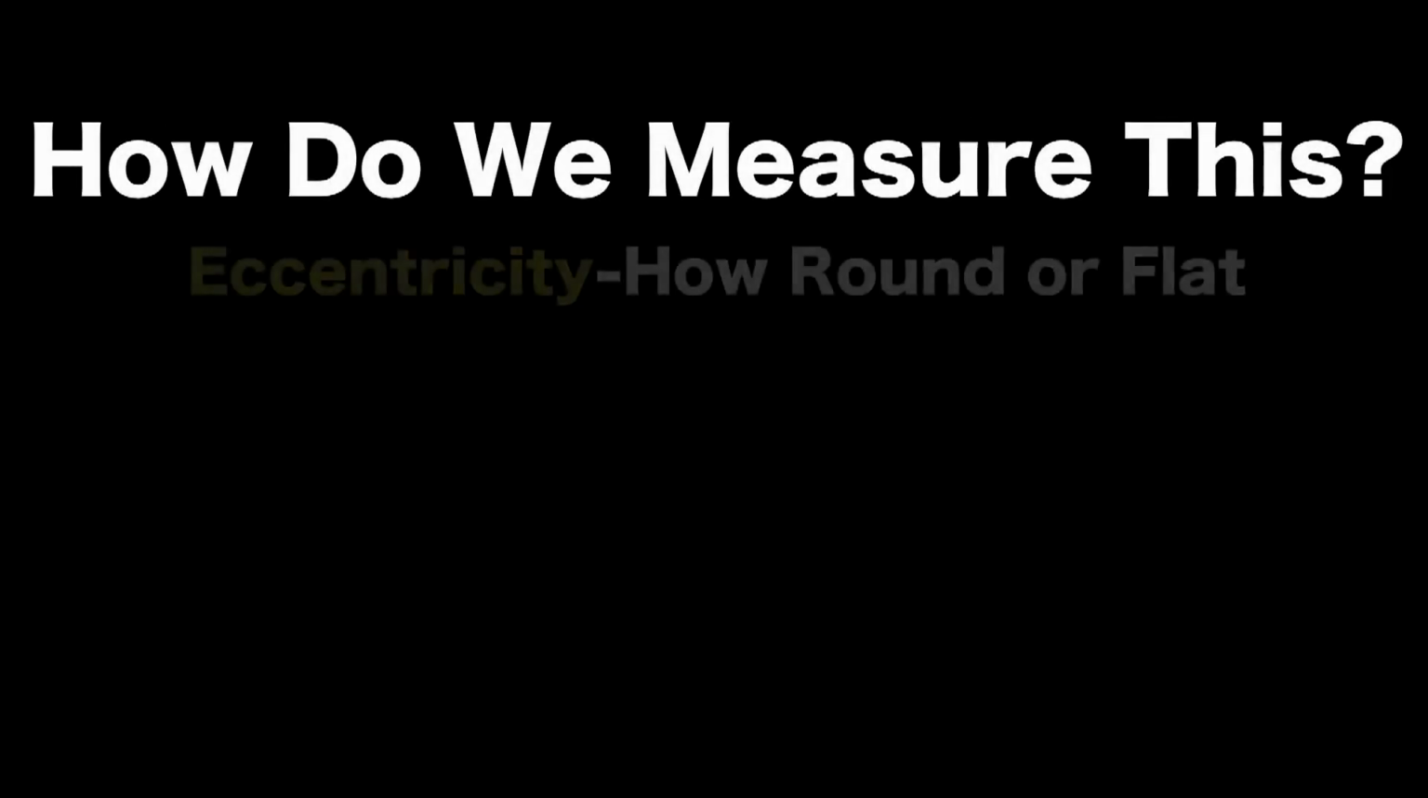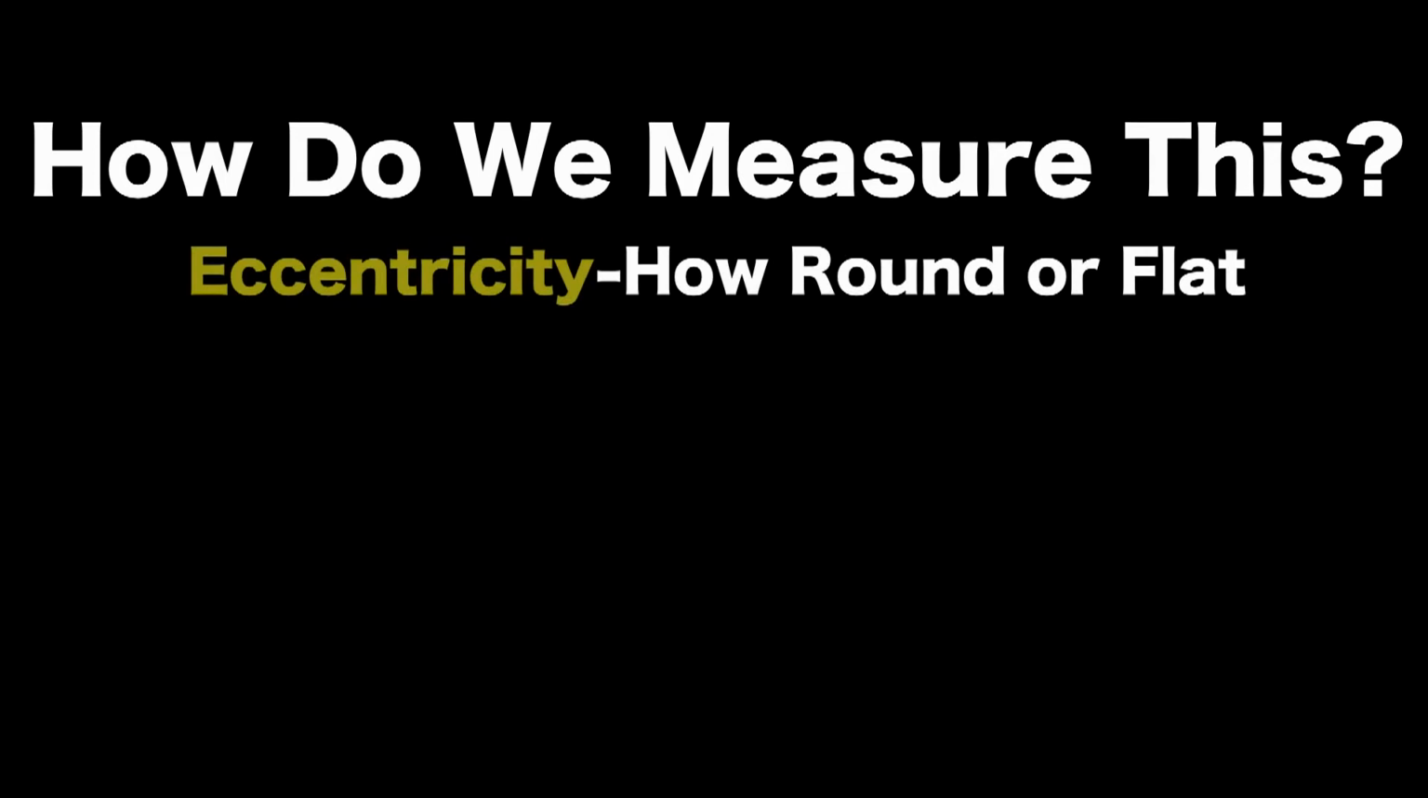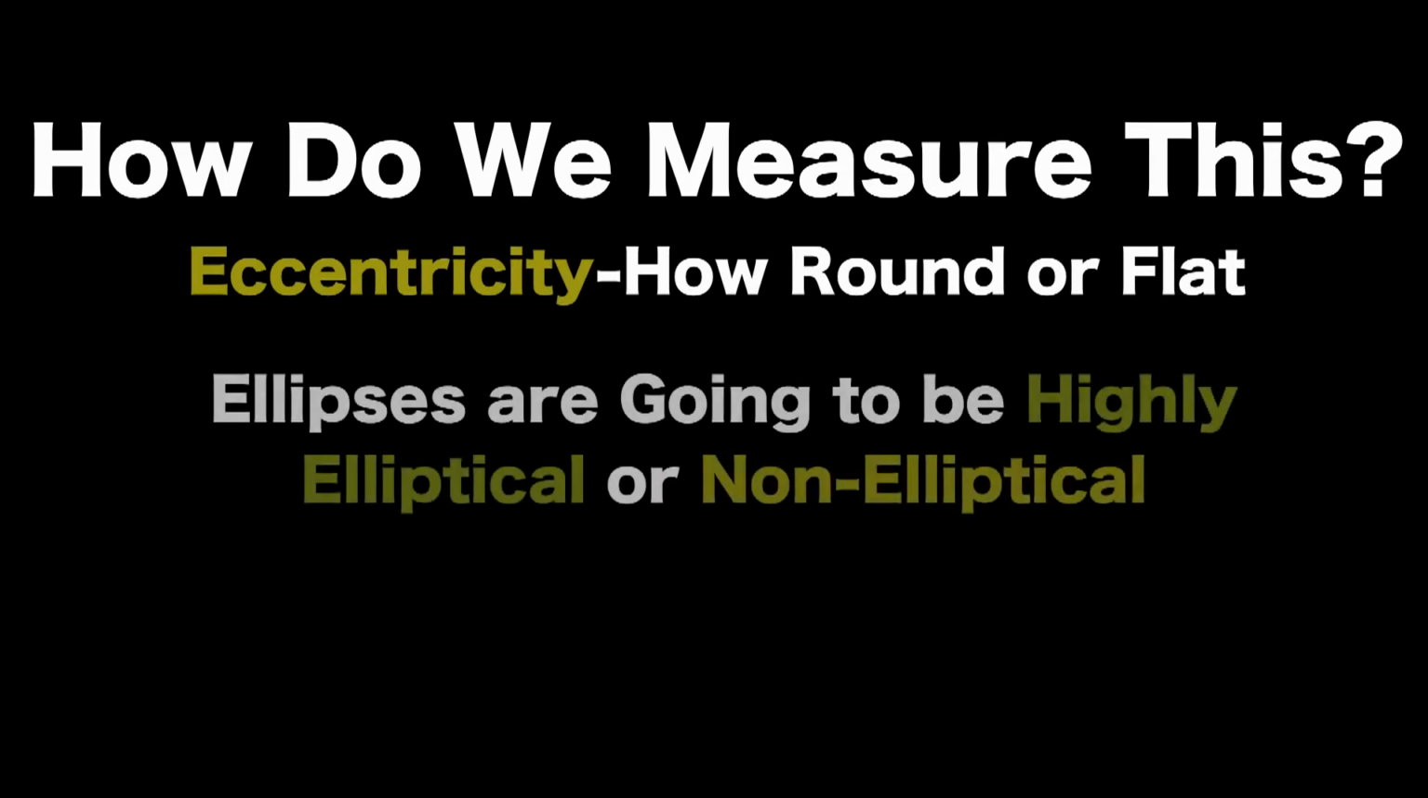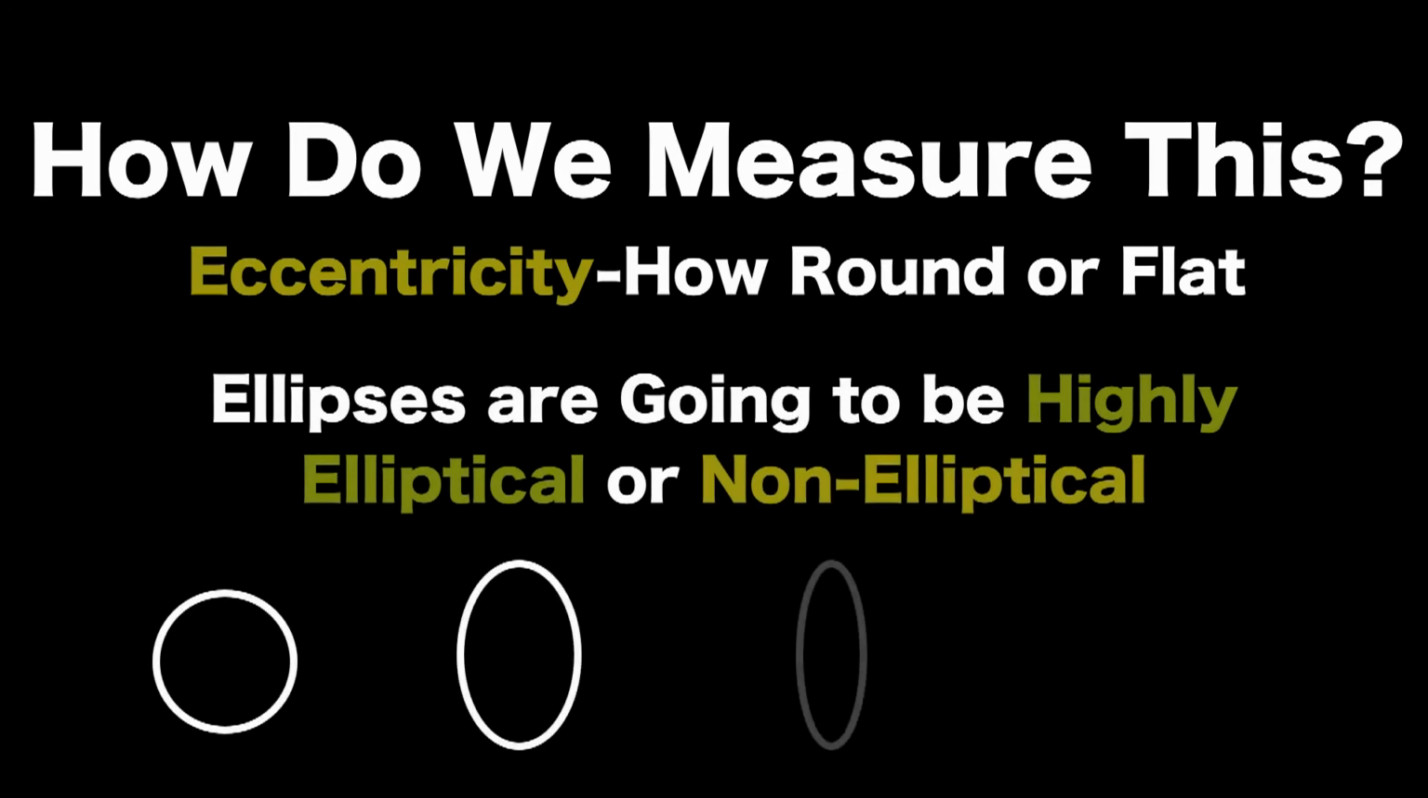So how do we measure this? We measure it through a process called eccentricity. That's a measure of how round or how flat an orbit is. And we basically tend to say that objects are either going to be highly elliptical or non-elliptical. Your non-elliptical are going to be round, your highly elliptical are going to be very flattened.